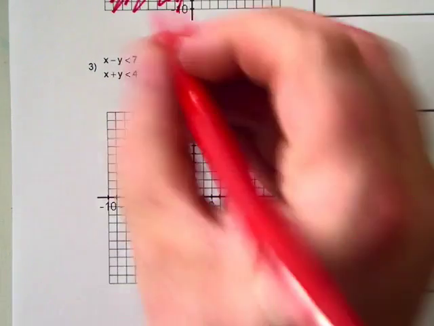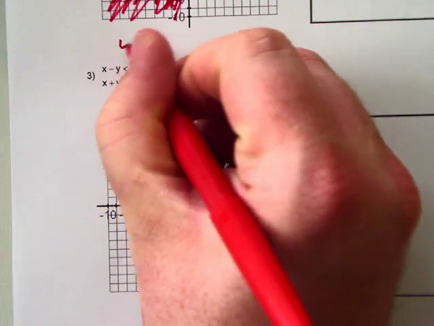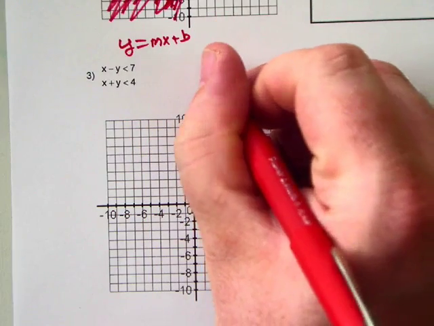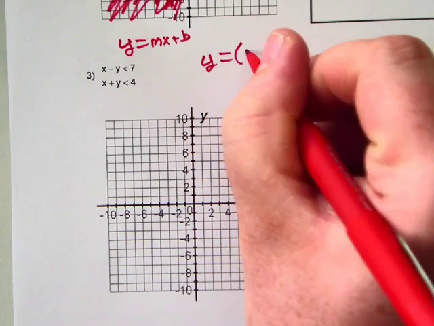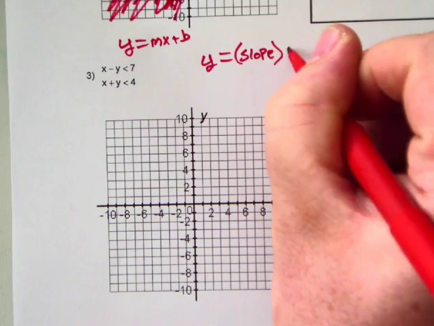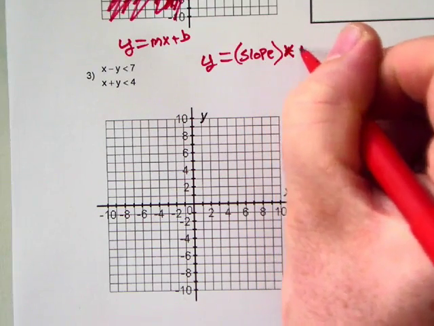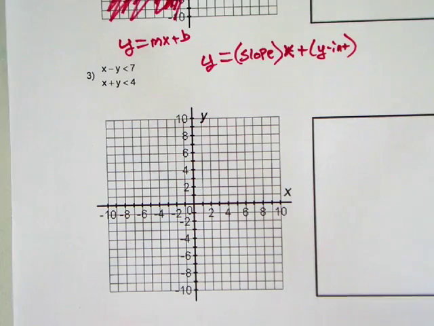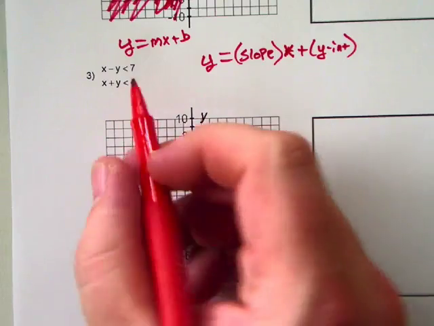Both of these are not in the form of y equals mx plus b. And all that is y equals slope times x plus y-intercept. Okay? So we need it in that format.